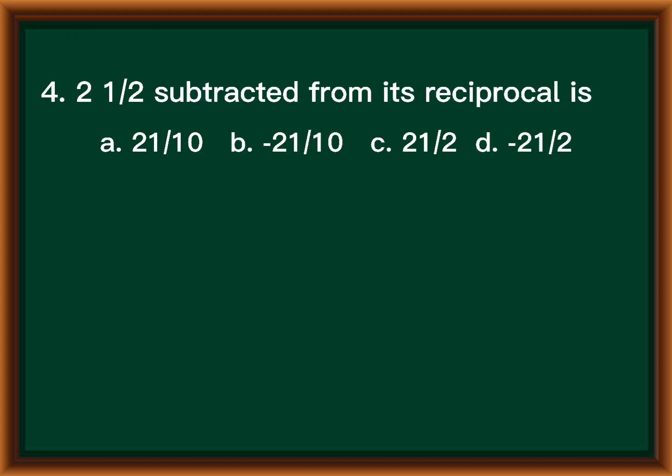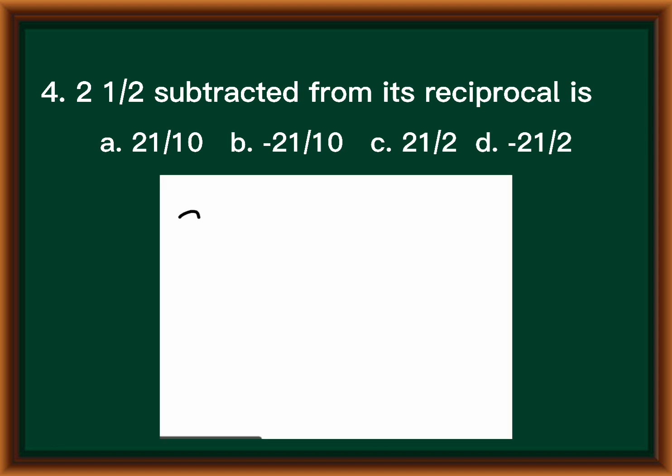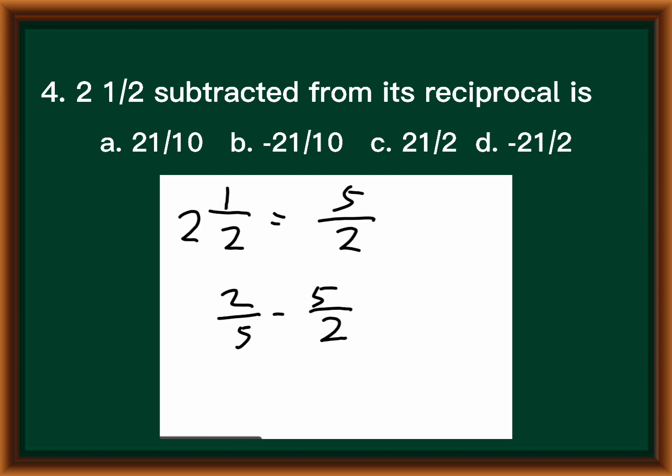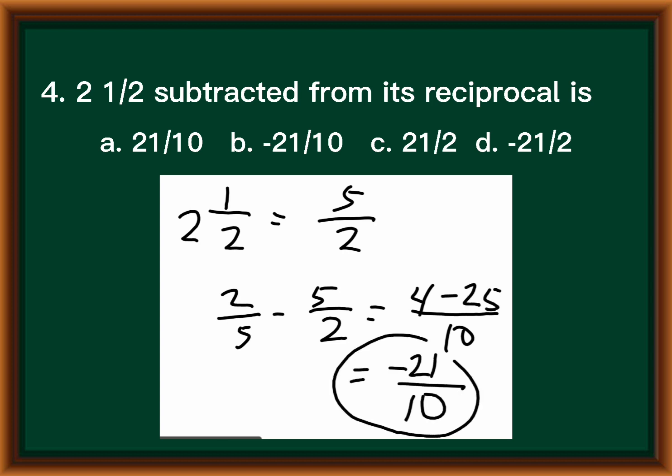Let's go back to the question. 2 and 1/2, that's 5/2. Then subtract from its reciprocal, that's 2/5. Get the LCD, then subtract. 4 minus 25, that's -21/10.